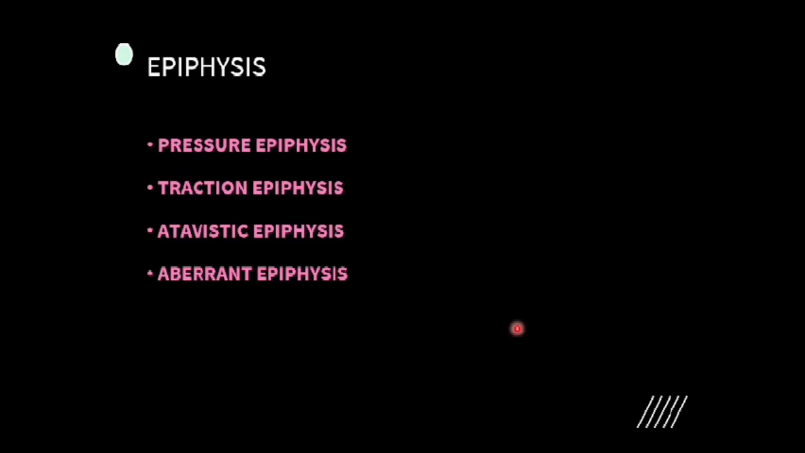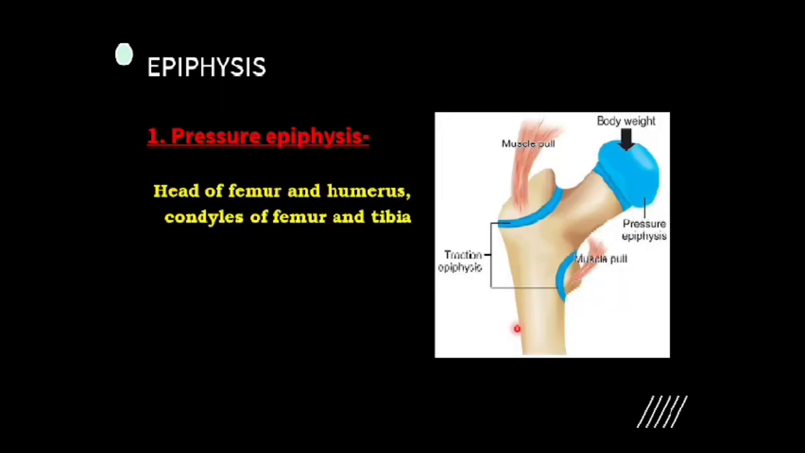So the epiphysis is the end of bone. Okay, so the epiphysis or the ends of bones are developed from the secondary ossification center, whereas diaphysis is developed from the primary ossification center. The epiphysis is classified into 4 types, that is pressure epiphysis, traction epiphysis, atavistic epiphysis and aberrant epiphysis. The pressure epiphysis helps in transmitting the body weight, and it protects the epiphyseal cartilage.